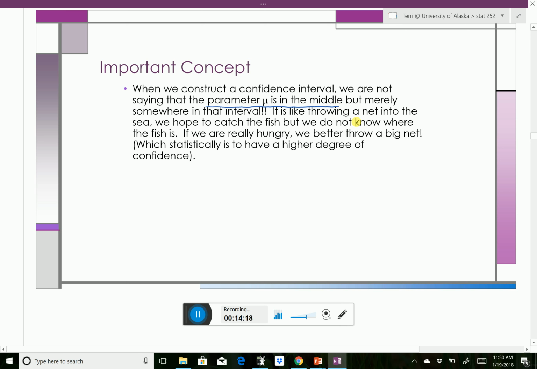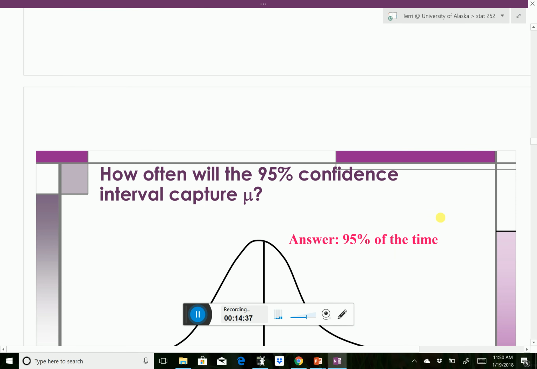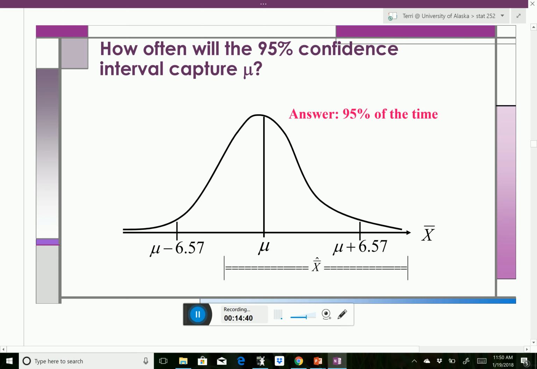So like I said, it's like throwing a net into the sea. We hope to catch a fish. We don't know where the fish is. And we're really hungry, so we throw a big net. So statistically, that's a higher degree of confidence. If I up my confidence, I throw a bigger net. If I lower my confidence, I throw a smaller net. We'll talk about that in just a second. So how often will the 95% confidence interval capture mu? Well, 95% of the time. And that's what we mean by that.